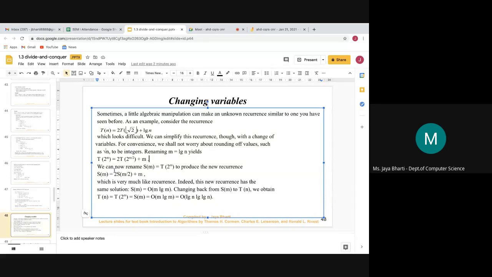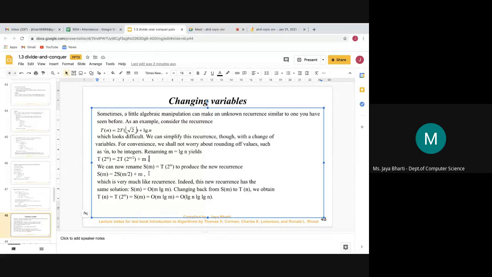Now we can rename again: T(2^m) = S(m), to produce a new recurrence. When you use this method, it will become S(m) = 2S(m/2) + m, because if we write 2^m as m, then you can also write 2^(m/2) as m/2 only. So it will become S(m) = 2S(m/2) + m.